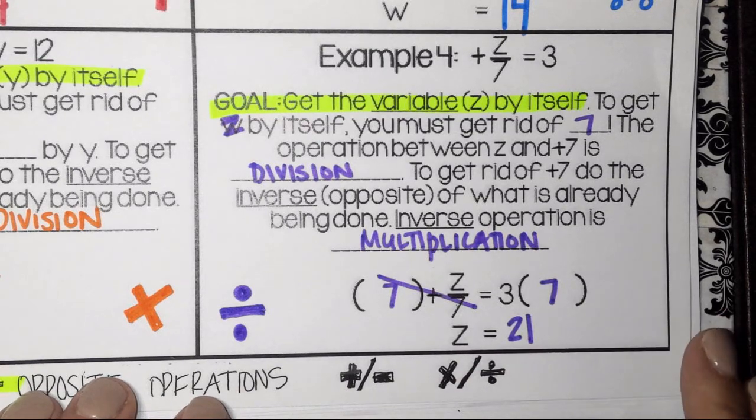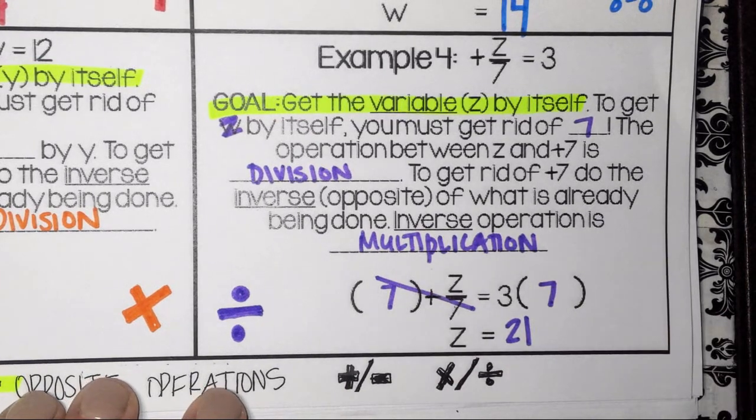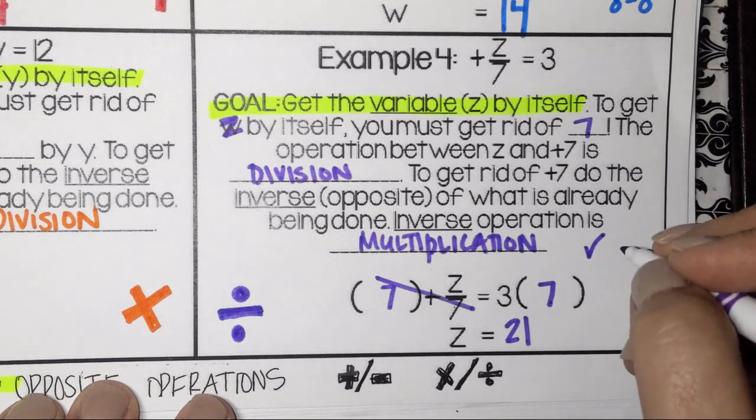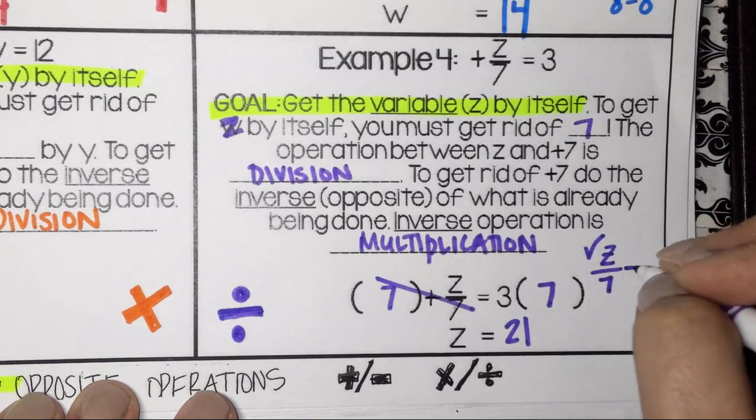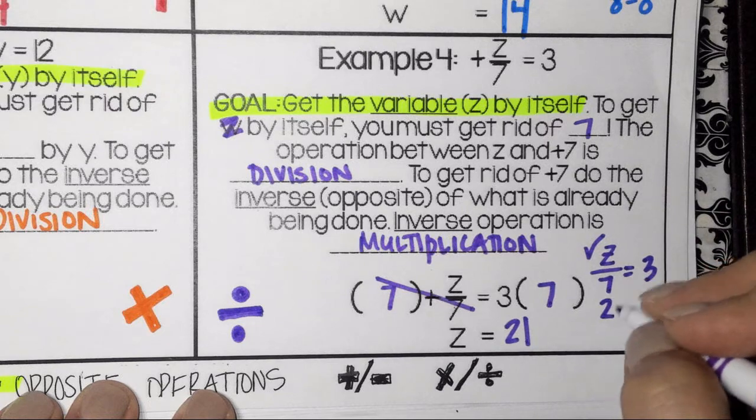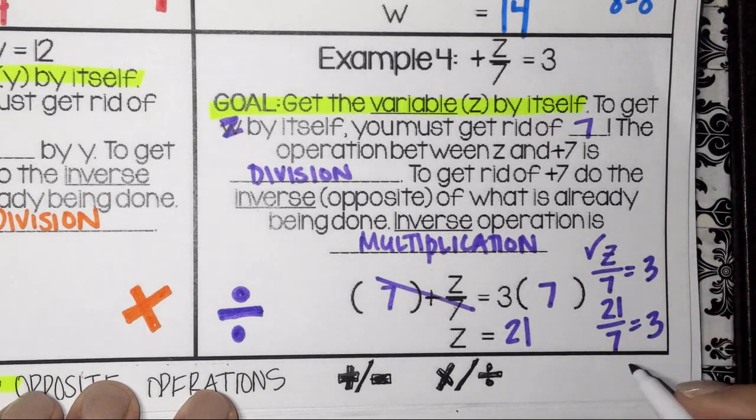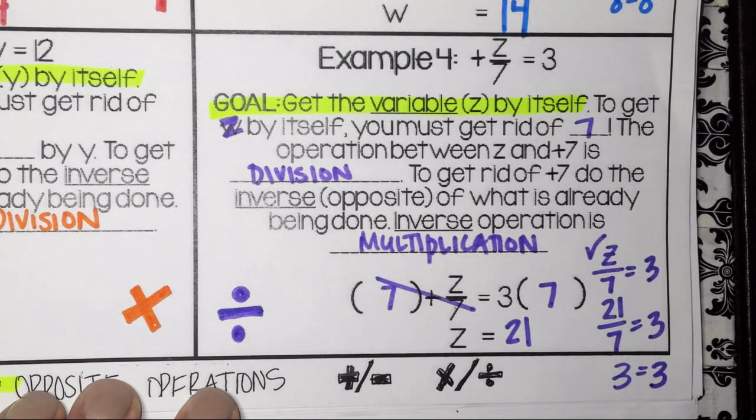We're going to do several together. So let's check this one. We've got z divided by 7 equals 3. 21 divided by 7 equals 3, and that is 3, which is equal to 3.